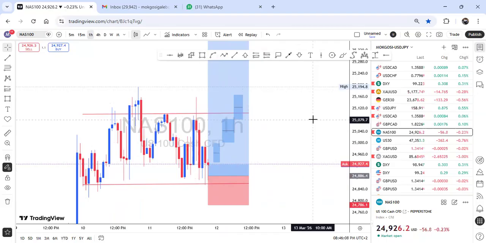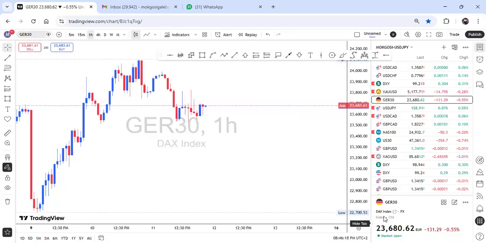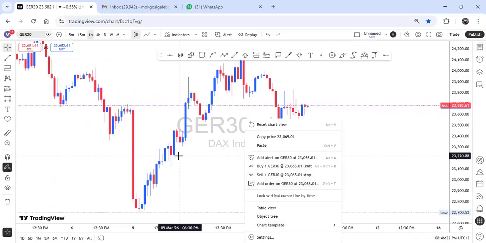We are shooting to the upside. That's my probability and possibility. Let's check another pair. Let's check GER30.